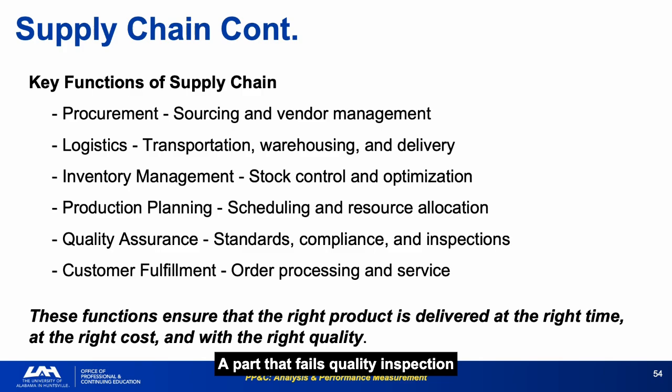A part that fails quality inspection after scheduled delivery is functionally equivalent to a late delivery from a schedule impact perspective. Build a relationship with the quality assurance team on your major subcontracts. First article test results and acceptance test failure rates are early indicators of delivery risk.